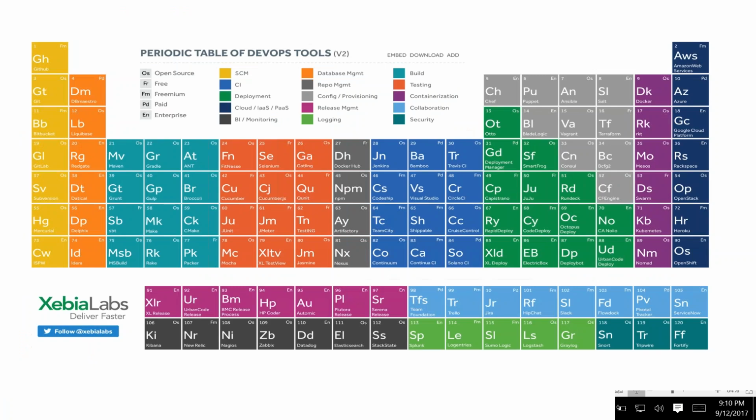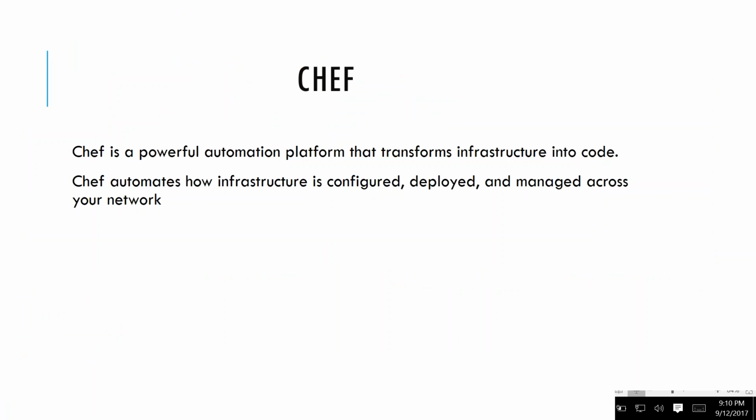So Chef is a powerful automation platform. Initially when Chef came into the market, it was an automation tool, just trying to automate the process. Then from there they started growing, including more and more tools into the Chef platform, and now they have made it a complete automation platform.